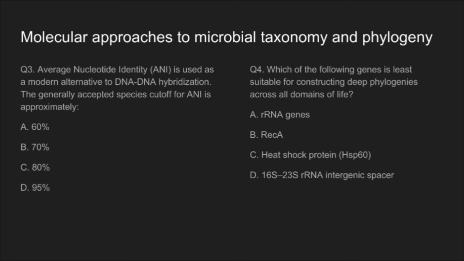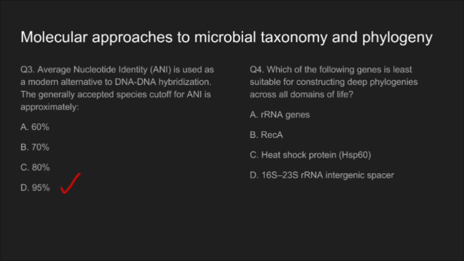Now question 3. Average nucleotide identity is used as a modern alternative to DNA hybridization. The generally accepted species cutoff for ANI is approximately option A 60%, B 70%, C 80%, D 95%. So the correct answer for this question is option D 95%.